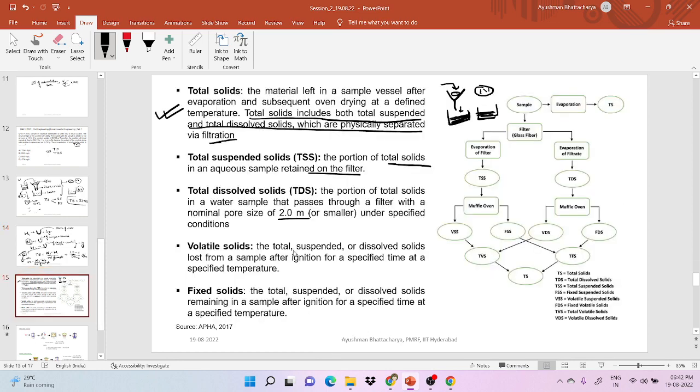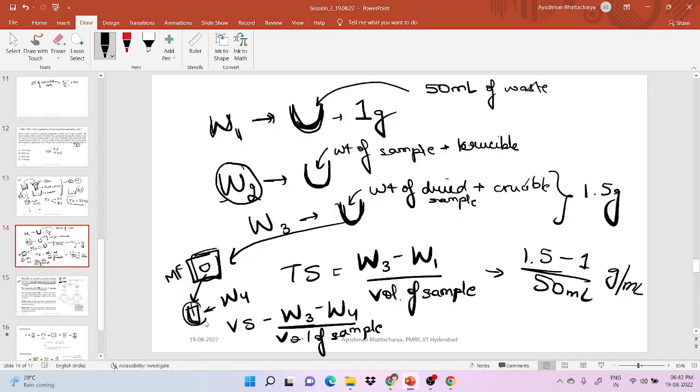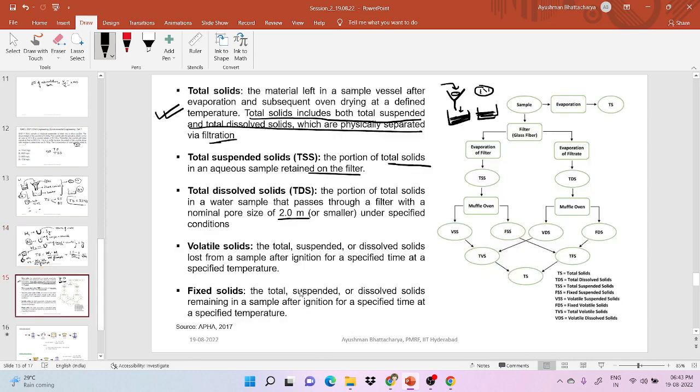As it is written, the total suspended and dissolved solids lost from a sample after ignition for a specified time at a specified temperature. Now the fixed solid is the sample which is present in this only, which is not volatilized. It is the total suspended and dissolved solids remaining in a sample after ignition, whereas in volatile solid it is lost from the sample. So this is the difference between volatile solid and fixed solid.